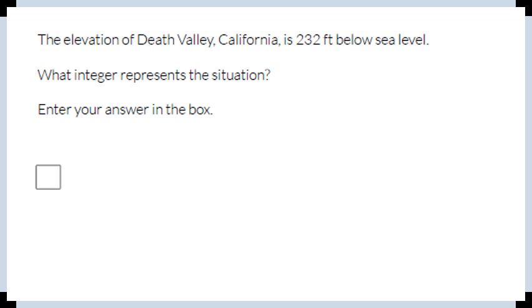The elevation of Death Valley, California is 232 feet below sea level. When I say below, that means it's going to be a negative. So which integer represents that situation? That'd be -232.